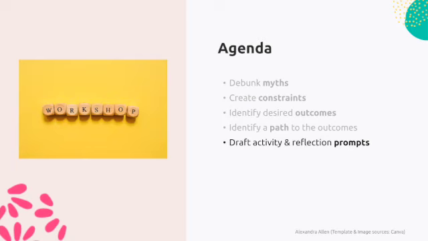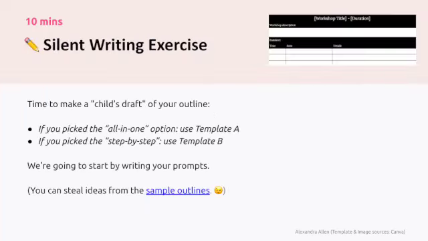Congrats, we made it to the 5th and final agenda item, draft activity and reflection prompts. So here's where I would normally invite people to do a 10-minute silent writing exercise. And this is where we create what I call the child's draft of your outline. Remember, it's okay if it's messy, go with your first instincts. You can always refine it later based on feedback. But the idea is to start by getting some ideas down, because you don't want to overthink it. So you want to create this pressure by time boxing it to 10 minutes, get some ideas down, and then go from there.